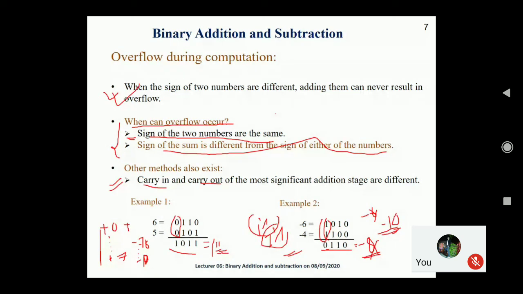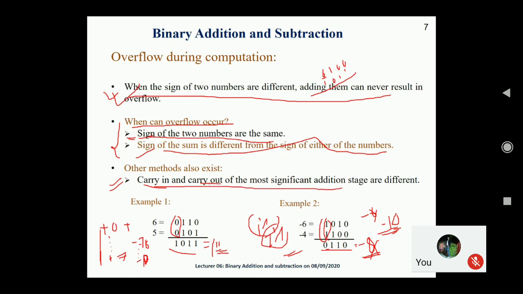But remember, in this particular case, never overflow occurs. Suppose 0 1 0 0, so the sign bit is 0 and the other is the opposite sign bit, that means 1 0 1 1. In that case, overflow never occurs. That means overflow does not exist. But when these two conditions are satisfied, this one and this one, overflow occurs.